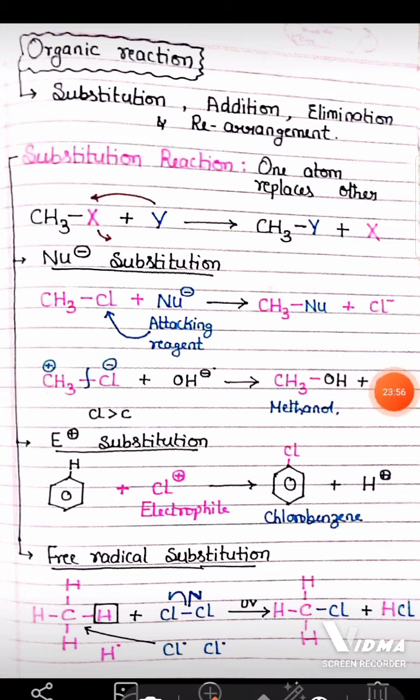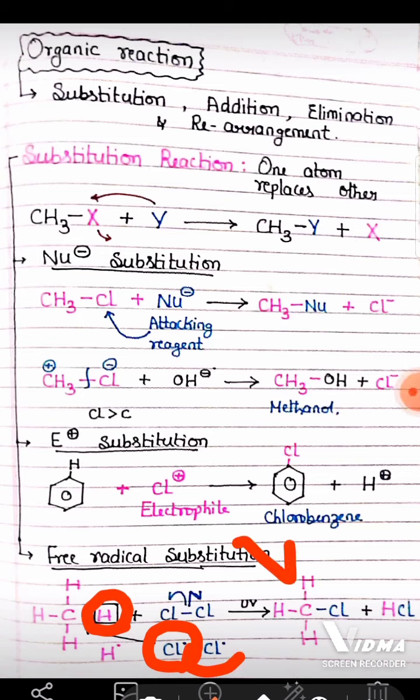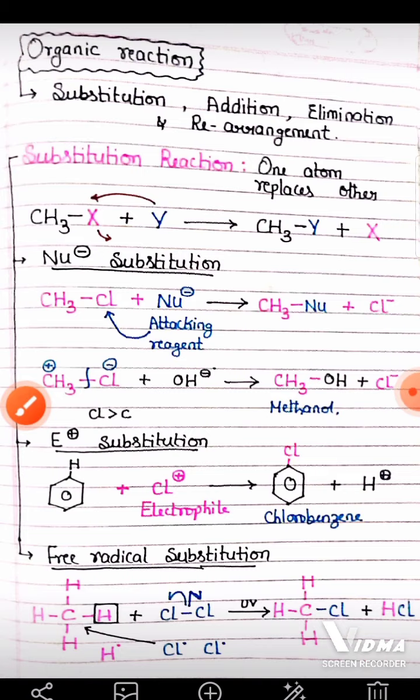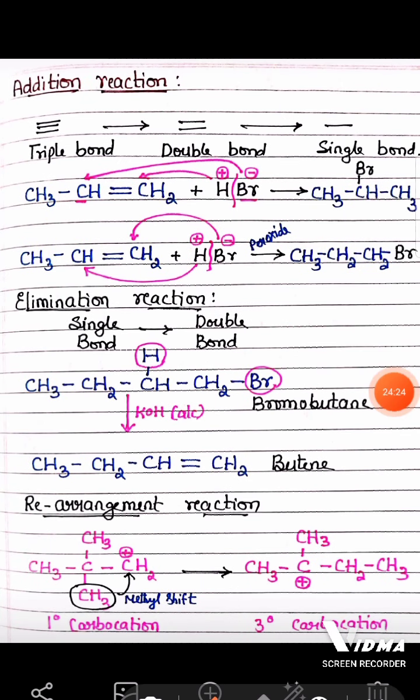So in the presence of UV light, the chlorine molecule breaks symmetrically to produce two chlorine free radicals. One chlorine free radical is going to substitute one of the hydrogen atoms of methane to produce methyl chloride. Another chlorine free radical combines with the hydrogen free radical of methane to form hydrogen chloride. In this way, the substitution reaction occurs.